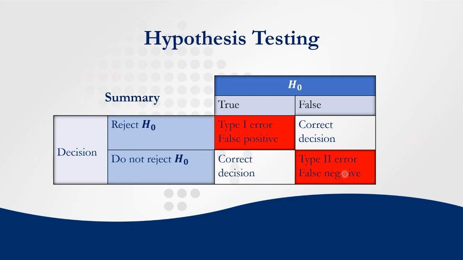Then there are probabilities for committing these errors. Alpha captures the probability of committing a type 1 error. Beta captures the probability of committing a type 2 error. And then the complement of beta gives us the power.